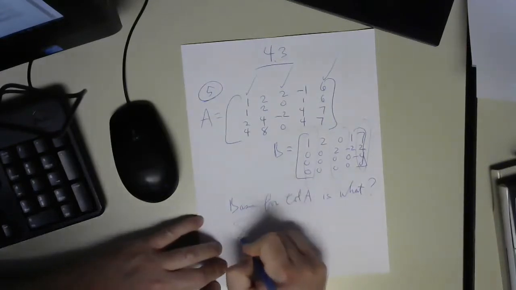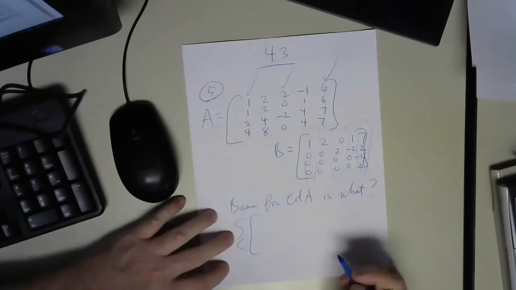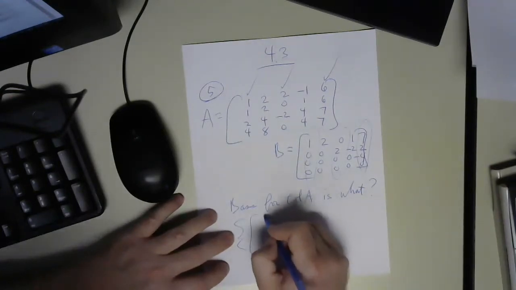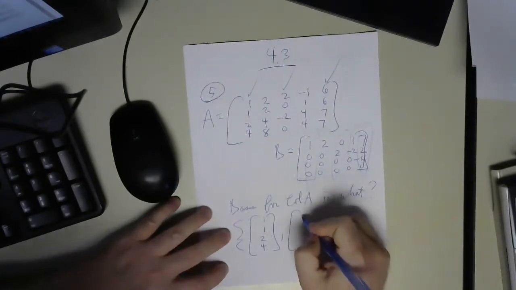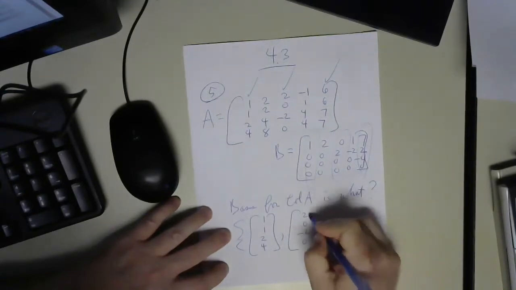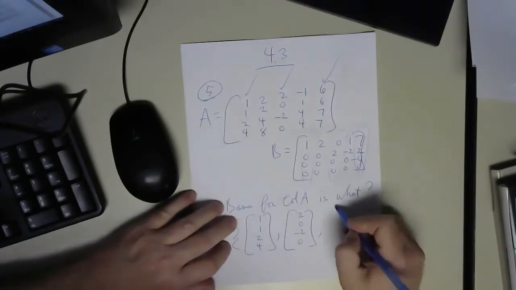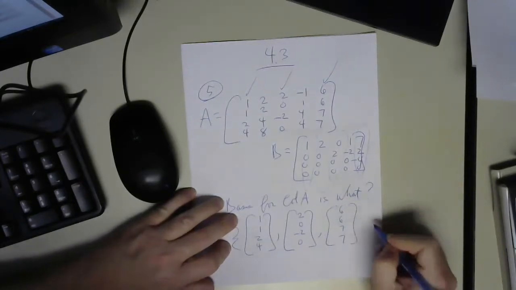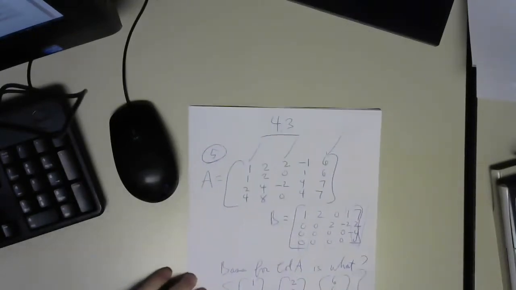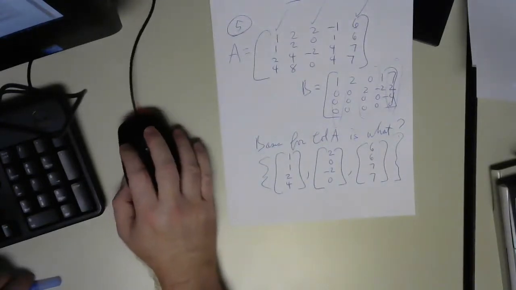So the second part's actually a little bit easier, I think. This would suffice as a basis for the column space. And like I said, we've done that little trick before. You don't want to use the columns in the echelon form, but in the original form. All right, so that is a basis for the column space.